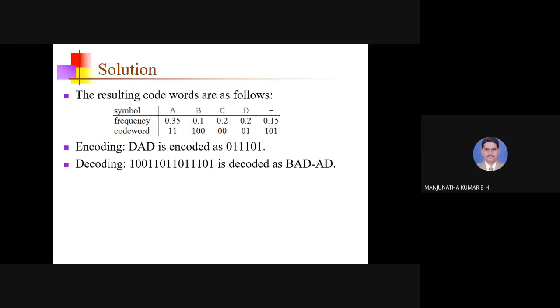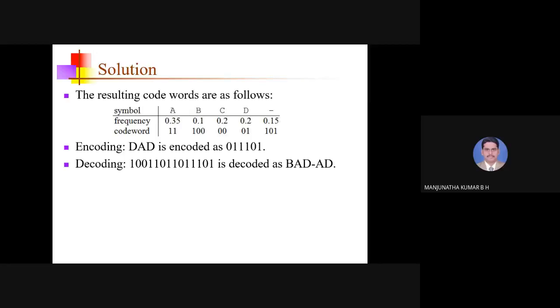Now let me take the characters of the given message one by one. The first character is 1. For the character 1, is there any code word? No. Take 10. Is 10 a code word? No. Take 100. Is 100 a code word? Yes. 100 represents B. Write B.